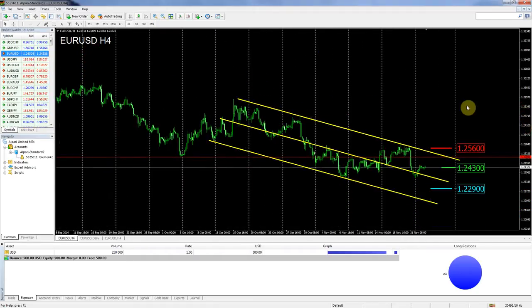So now that we've identified the direction of our trade, where we want to set our take profit and stop loss, the last thing that we have to do is understand what volume we can assign to this trade.